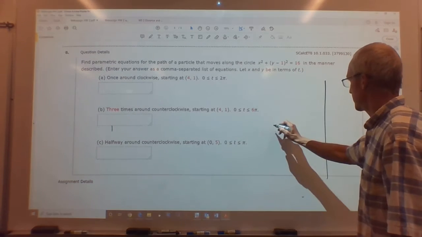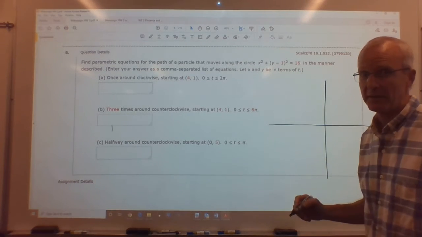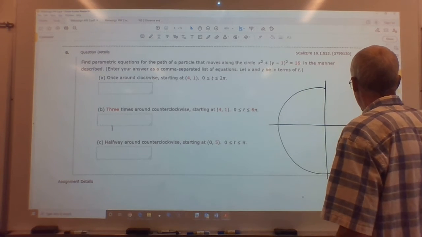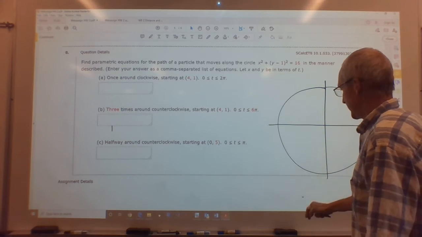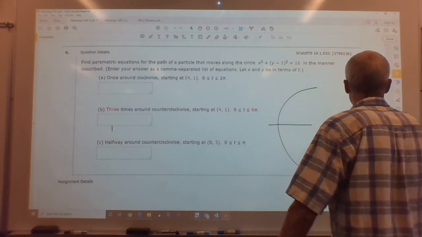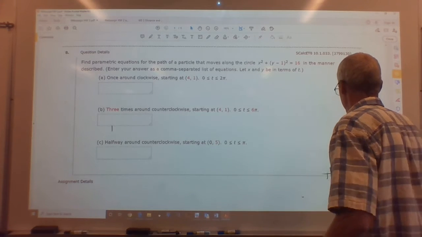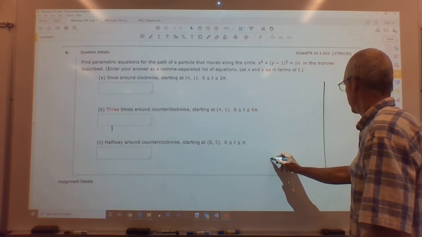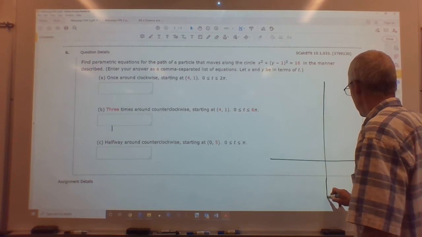So part of this is drawing a really good picture. Make it way bigger than you think you need to. I always make mine too small. I'll try to make a big circle here. Oh, and I messed up already. The center is at 1. So, okay, try that again. Center at 1.